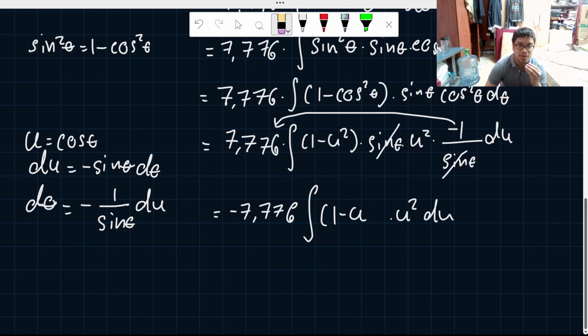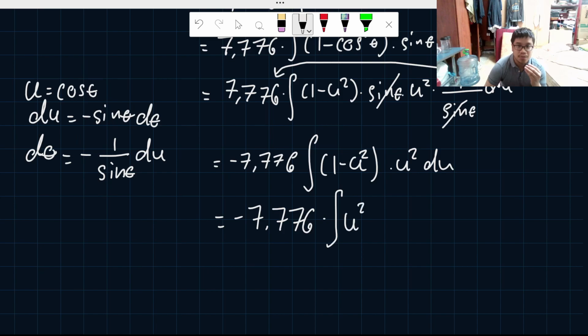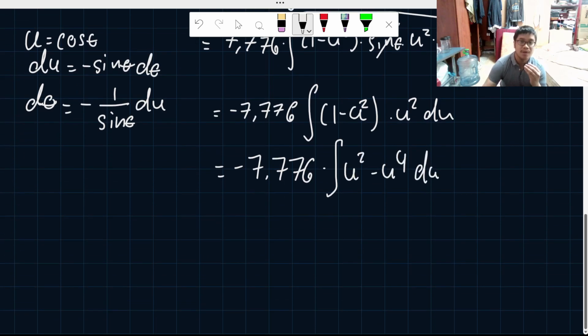Whoa, wait, sorry. This is wrong. There we go. Then we distribute u squared to this parenthesis. So as a result, we will have u squared minus u raised to 4 du. And we will integrate these two terms. We will integrate with the application of the power rule of integration.